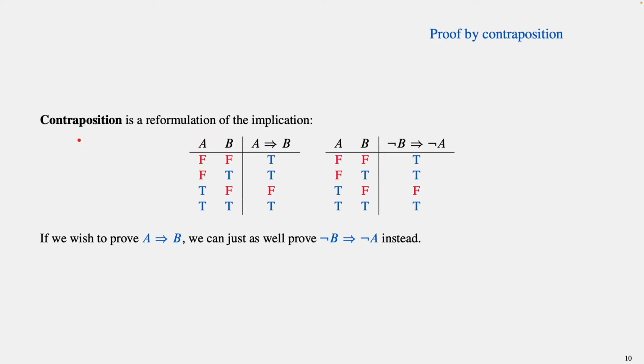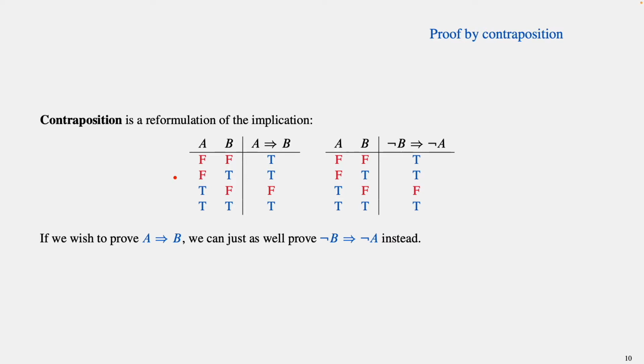Now we look at a different method of proof. Instead of proving directly that some proposition B is true, we want to use the fact that B must be true if we can show that its negation, not B, is false. And this is proved by contraposition, and it makes sense if we reconsider the implication.